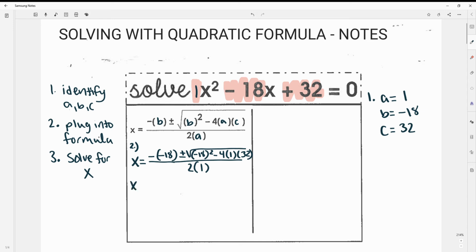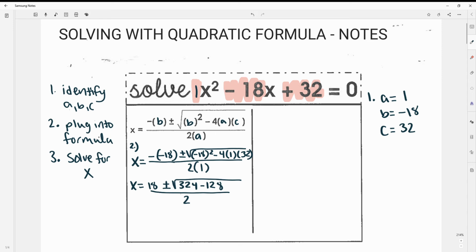So I have 2 negatives make a positive. Now, negative 18 squared, that's a pretty big number. So if you need to bust out your calculator, that's totally fine. 18 times 18 is going to give me 324. Minus, now I have 4 times 1, which is 4, and then 4 times 32. That gives me 128. All of that is divided by 2 times 1, which is 2.